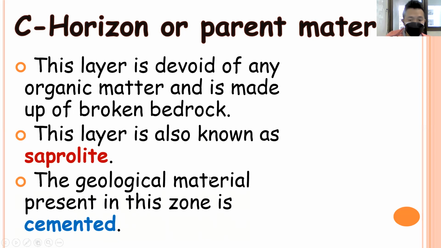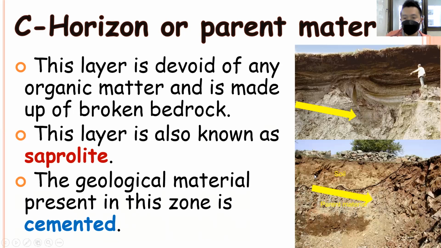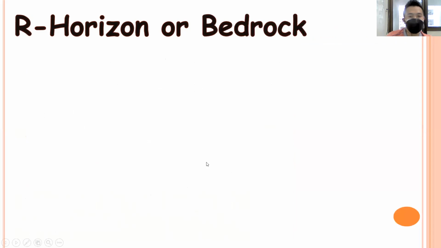The geological material present in this zone is cemented. Okay, according to the geologists, according to their studies, it is cemented. That is called parent material. So that is parent material there, as you can see. If you're going to get some of this soil and put in your garden, oh, this is very, very sad to say that your garden will not grow well, will not grow healthily.